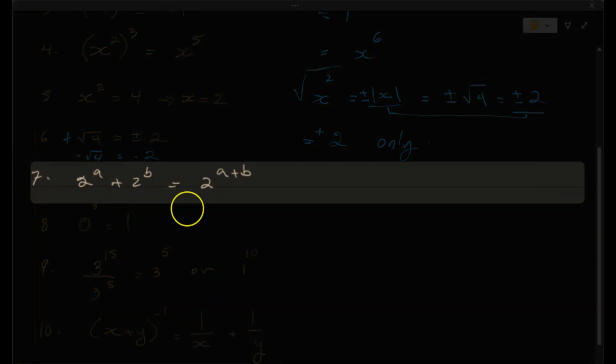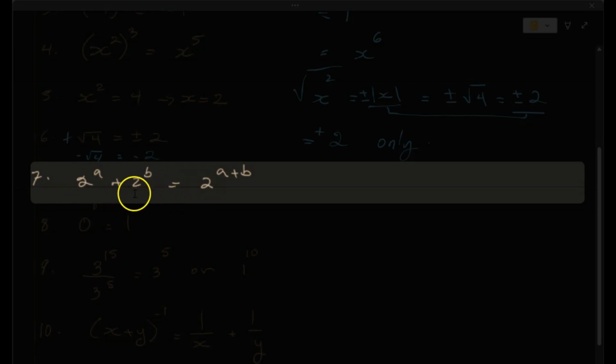Next one, students confuse the exponent laws. I see it all the time. So you have this statement: 2 to the a plus 2 to the b. Now, I randomly chose 2. You could choose any base, as long as they're the same. And then, of course, different exponents.